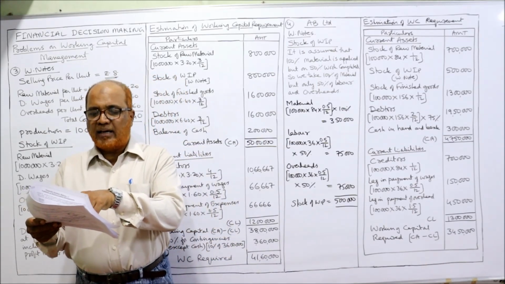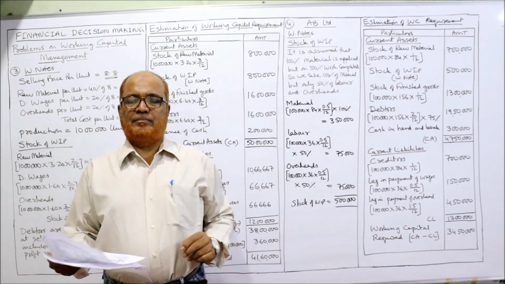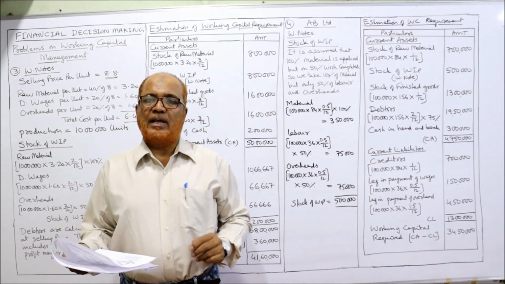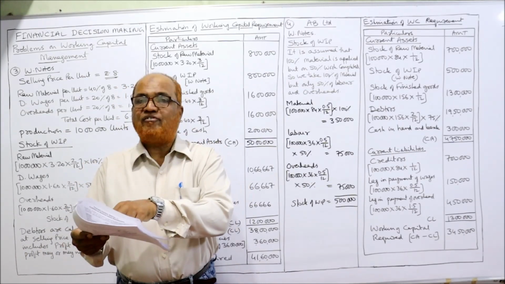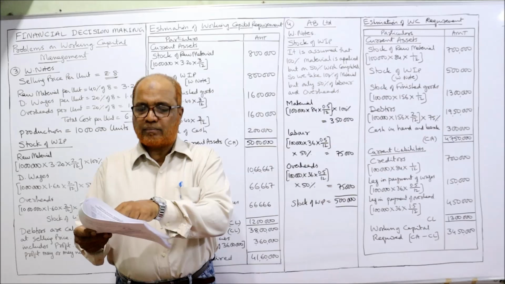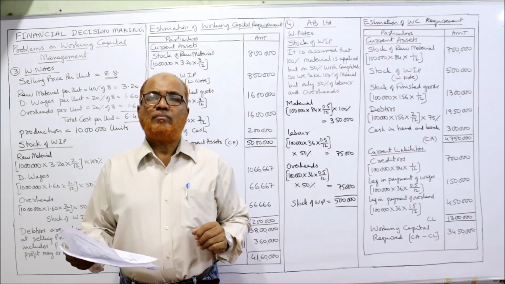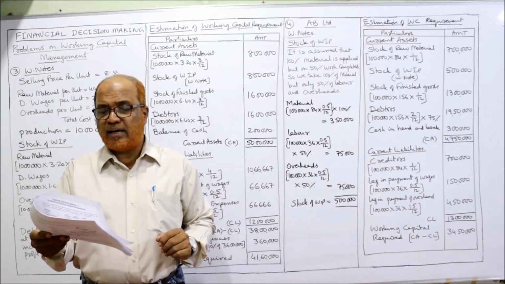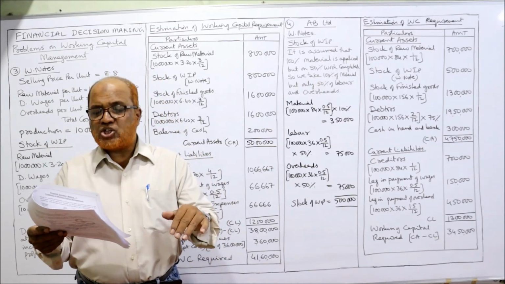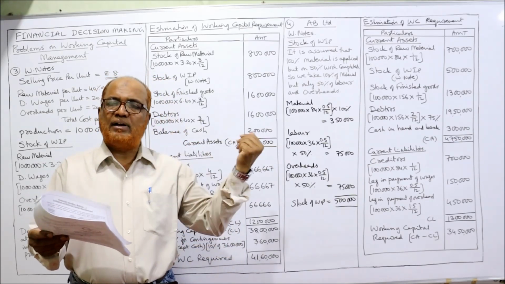Average time lag in payment. Wages half month, outstanding wages. Lag in payment of wages half month, 0.5 by 12. Overhead expenses 1.5 months, 1.5 by 12, outstanding expenses. Required cash in hand is 3 lakh. Directly we will take 3 lakh.